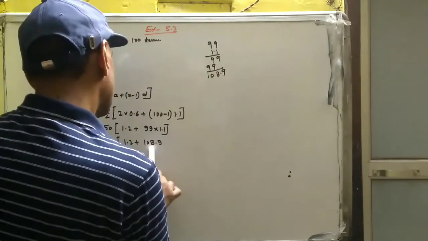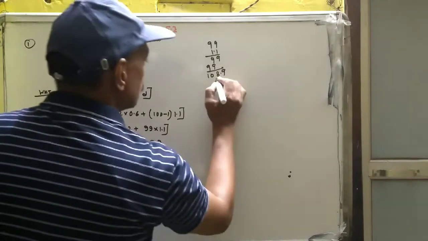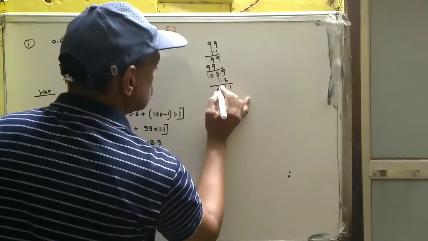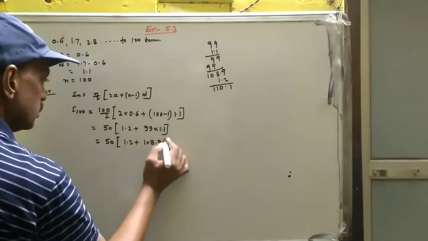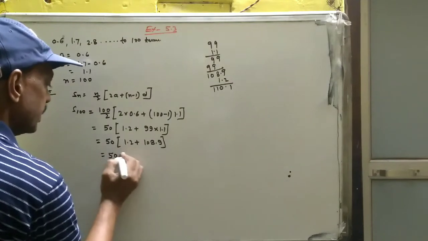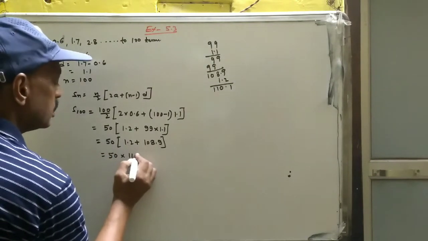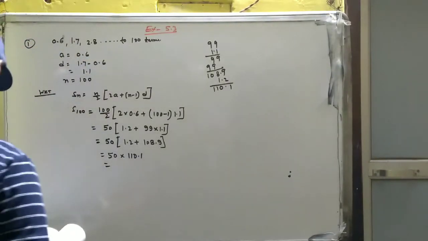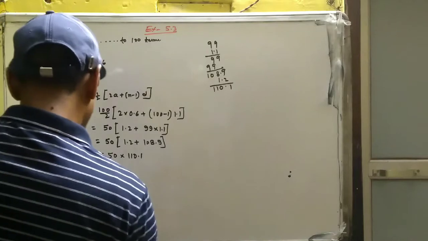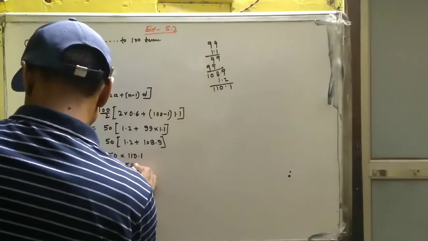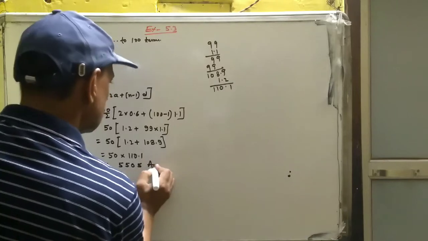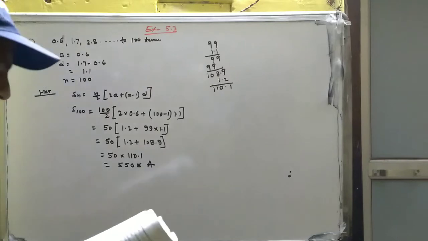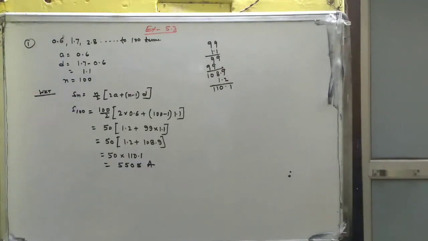Now adding this 1.2 and 108.9, we get 110.1. This is 50 into 110.1. And the multiplication of this number will give you 5505. Okay, so this is the solution of the question number first. In this way you can solve the other questions.